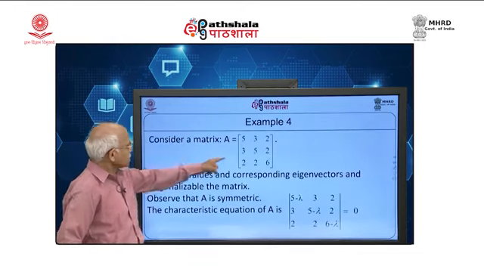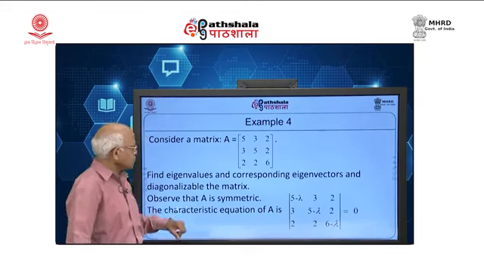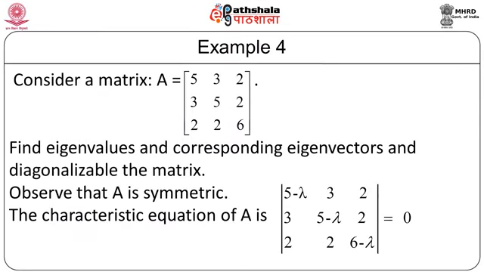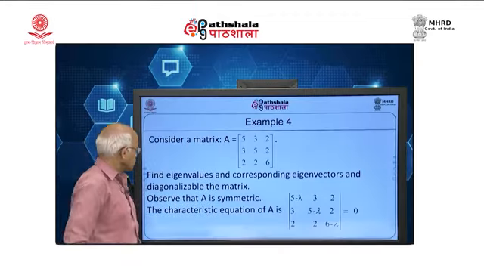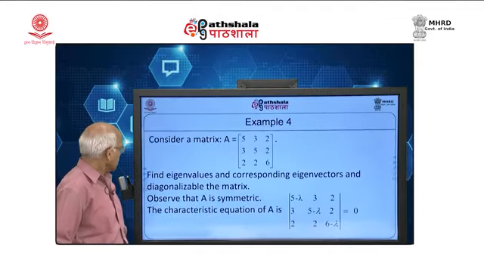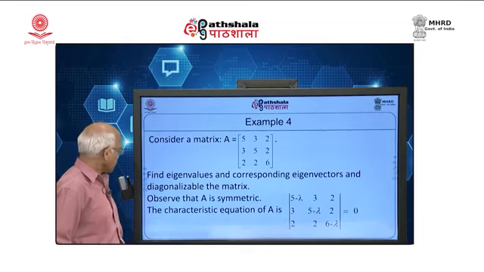So, consider a matrix. You can see that this matrix is a symmetric matrix, because these elements are the same: lower diagonal elements and upper diagonal elements are the same. So, A equals A transpose, and therefore it is a symmetric matrix. Find the eigenvalues and the corresponding eigenvectors of this matrix, and we will try to diagonalize the matrix A.